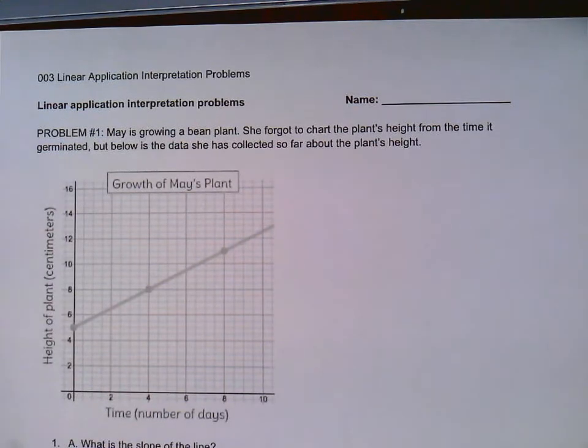May is growing a bean plant, and she forgot to chart the plant's height from the time it germinated, which means that the sprout is coming up. Below is the data she has collected so far. What is the slope of this line?